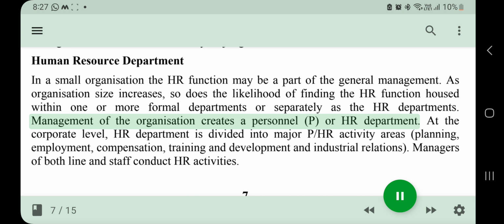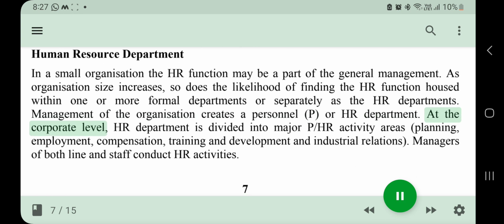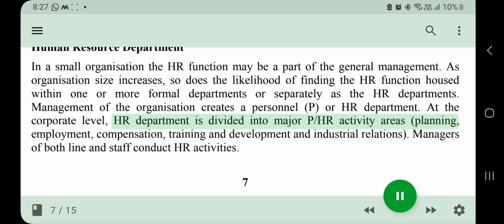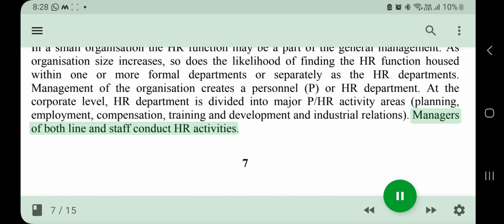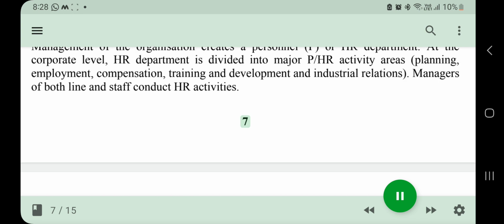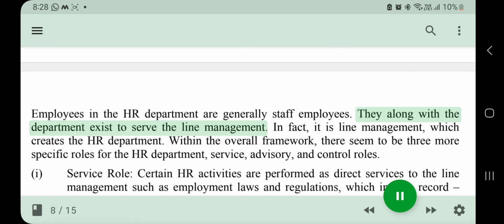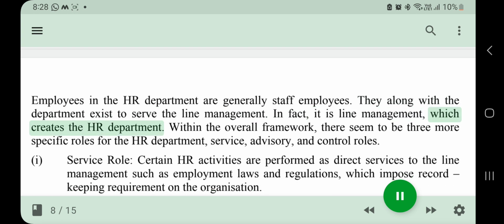Management of the organization creates a personnel, or HR, department. At the corporate level, the HR department is divided into major HR activity areas: planning, employment, compensation, training and development, and industrial relations. Managers of both line and staff conduct HR activities. Employees in the HR department are generally staff employees. They, along with the department, exist to serve the line management. In fact, it is line management which creates the HR department.